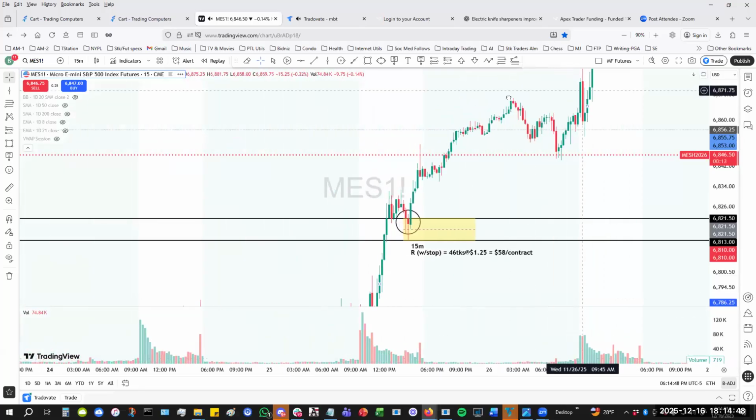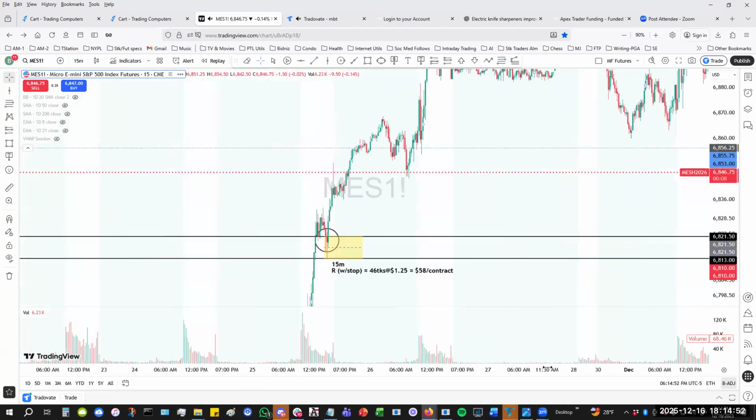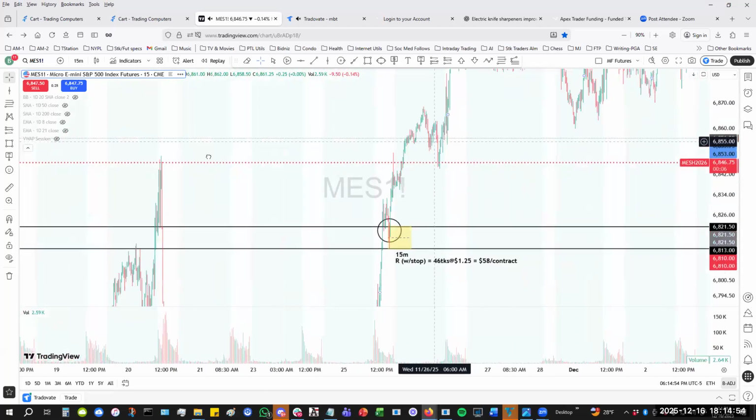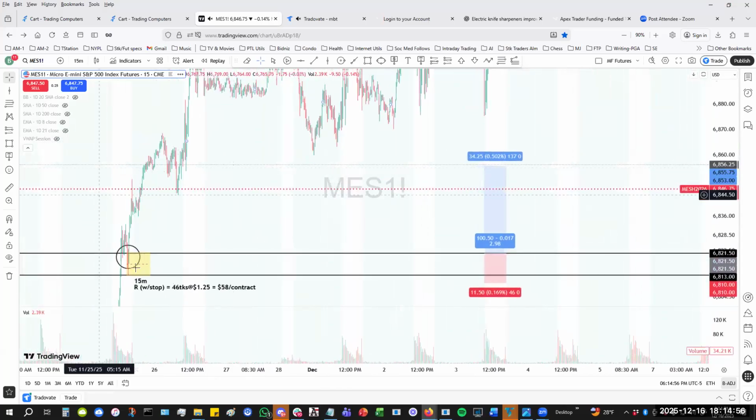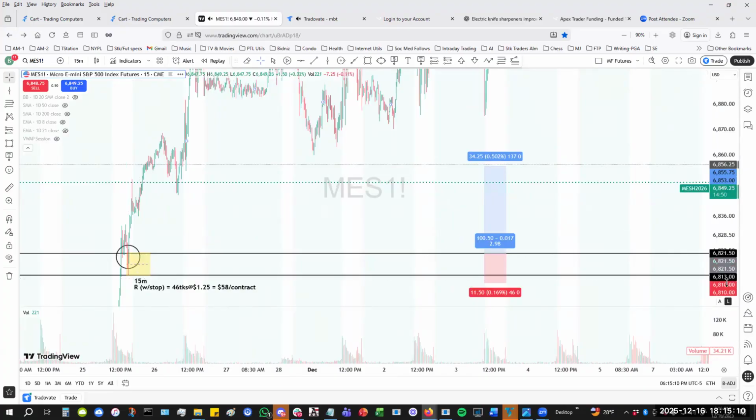Let me bring this back here so we can see the risk reward proposition. Once we have that zone laid out here, the dimensions of this zone define our risk. The front line of this zone was at 68.21. The back line of this zone was 68.13.